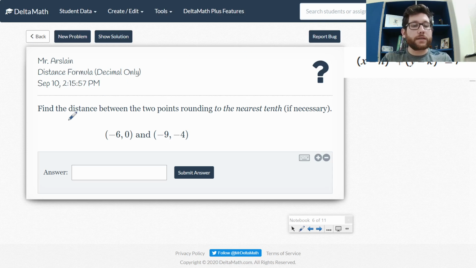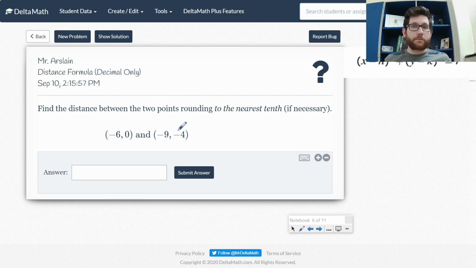Sometimes they look like this. Find the distance between 2 points and round to the nearest tenth. And notice these are not on a graph. Now, you've got really two options. One, you could get graph paper out and plot these. And if we were in school, that's how I would normally teach you how to deal with every distance problem.